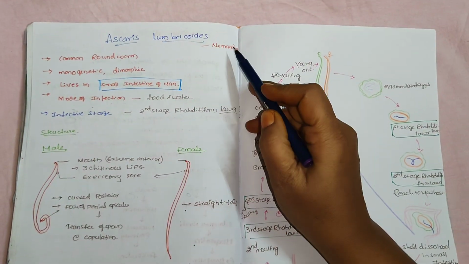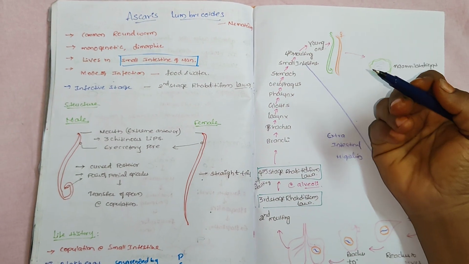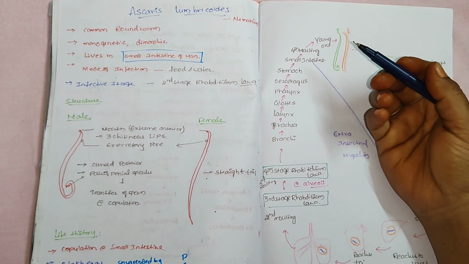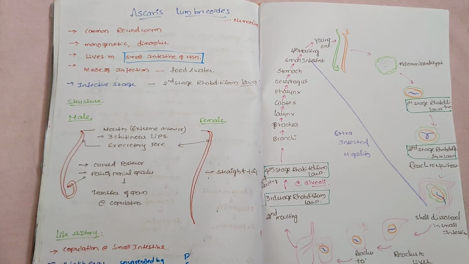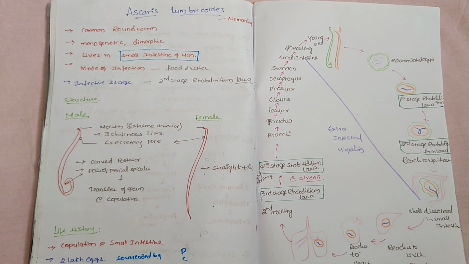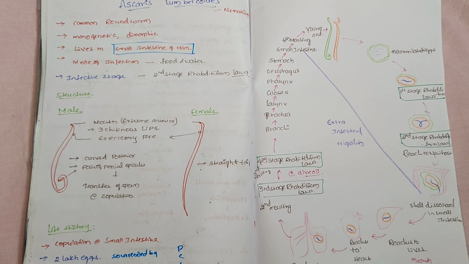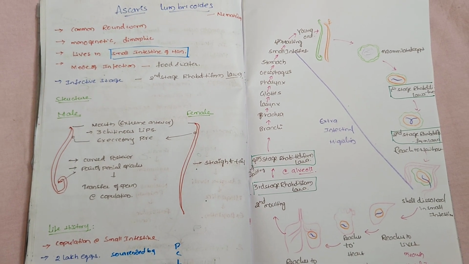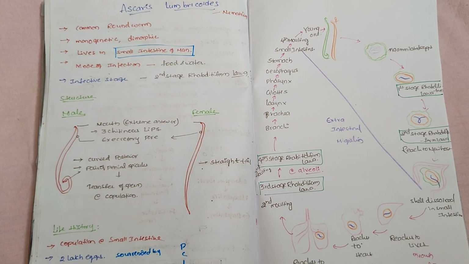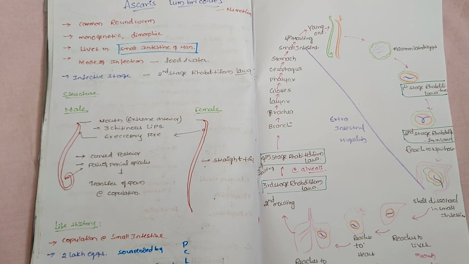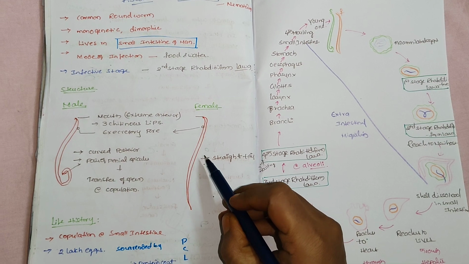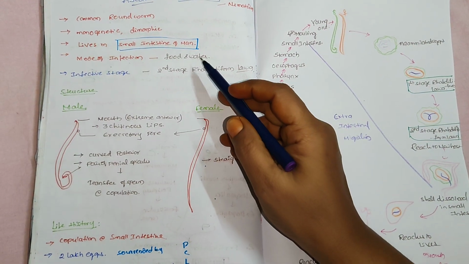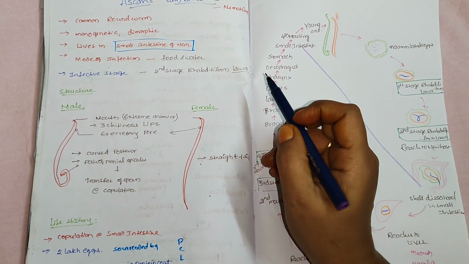So here Ascaris belongs to the nematoda phylum. Commonly it is called a roundworm. It is a monogenetic parasite. Monogenetic means the parasite which lives in only one organism, one host, that is human. Then dimorphic: the Ascaris shows dimorphic characters, meaning it has male and female organisms, and it lives in the small intestine of man.